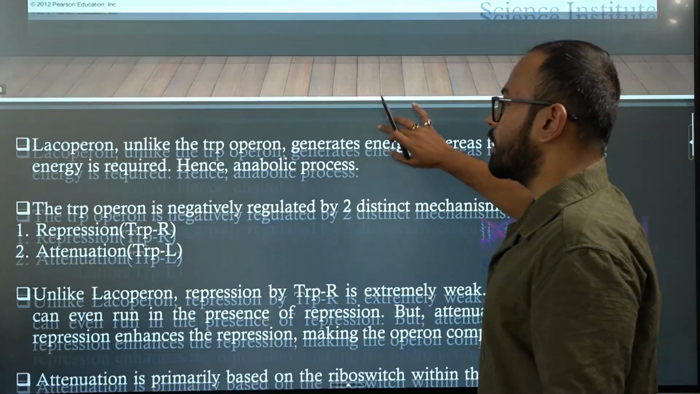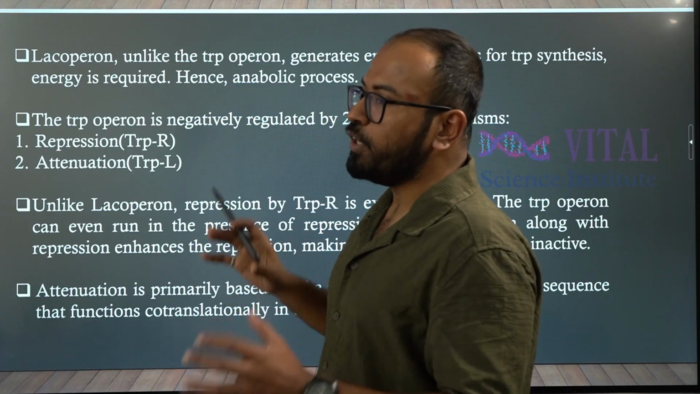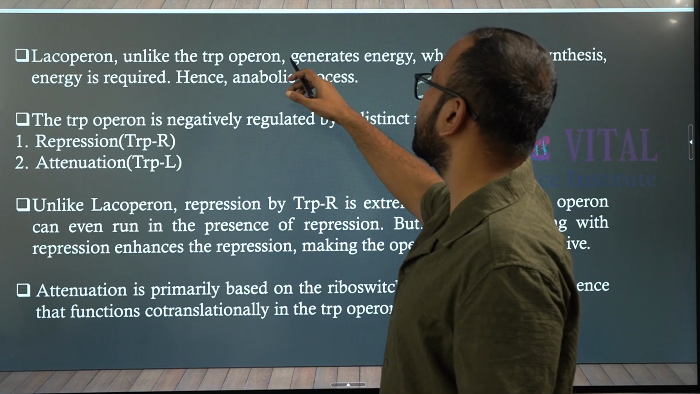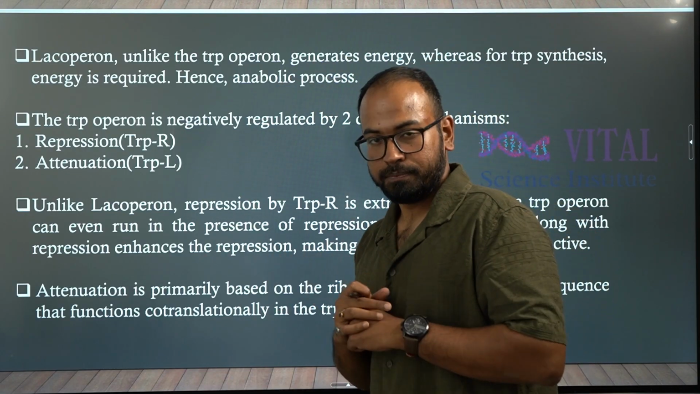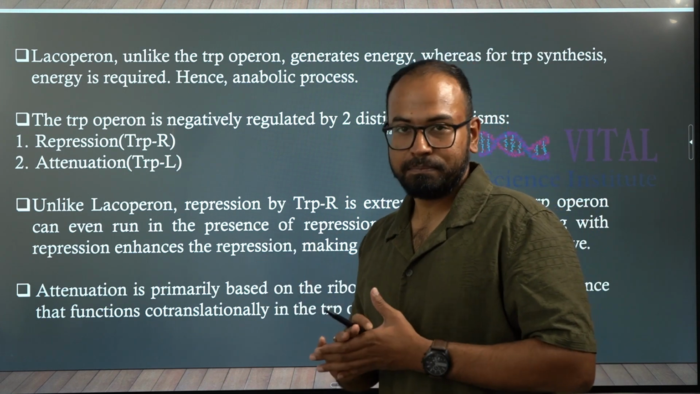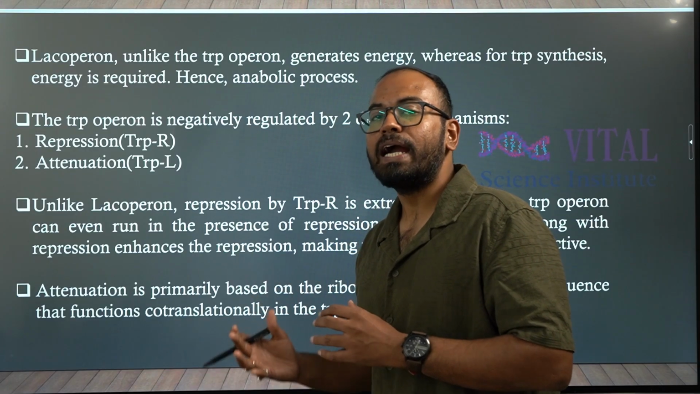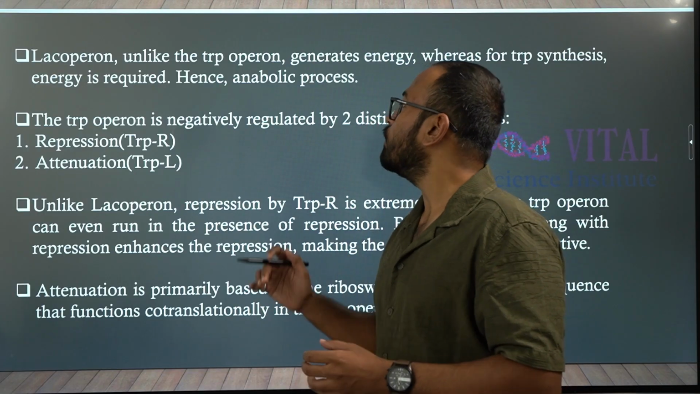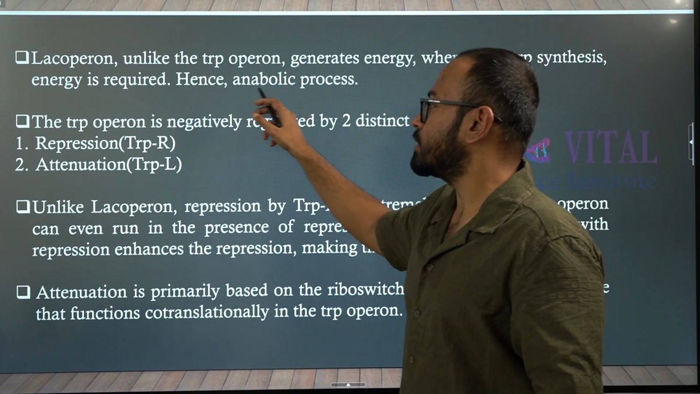Now, coming to our second set of points. Before the Trp Operon, we came across the lac operon. Now, the lac operon, unlike the Trp operon, generates energy. That means it generates glucose, so a certain amount of energy is generated within the cell. But when it comes to the Trp Operon, the overall mechanism of Trp synthesis requires a huge amount of energy. That is why the overall mechanism is an anabolic process. Note it down, it is an anabolic process.